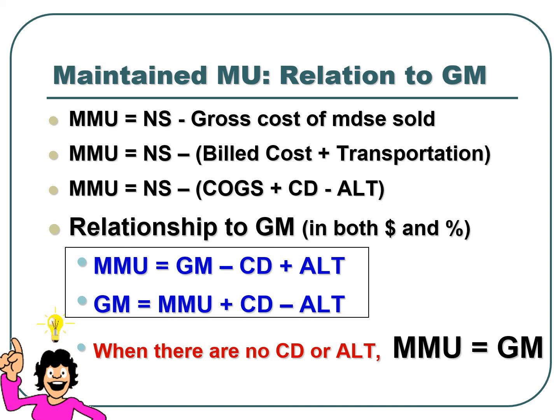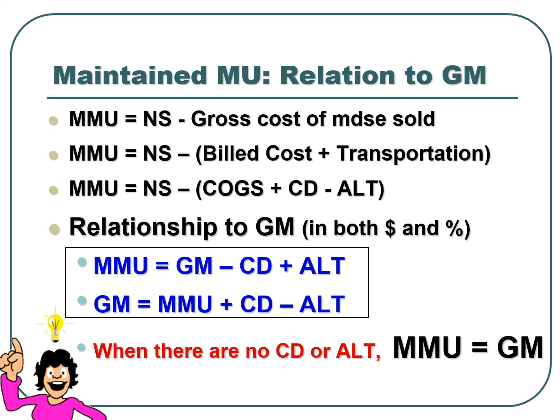Okay. So that's how sometimes we may not have a clear plan about what our cash discounts are going to be or what our alteration costs are going to be. Those things are less planned than kind of happens. In that case, we can imagine and pretty much closely estimate our gross margin by knowing what our maintained markup is going to be.